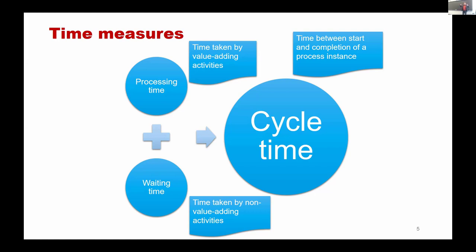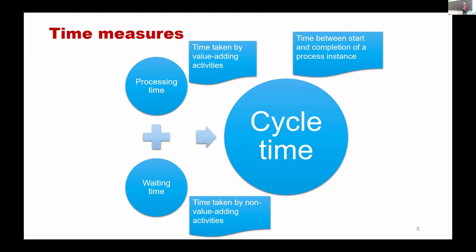And if I look at all the executions of this process that happened in the year 2020, I could tell you the average cycle time of this process, or the median cycle time, or the maximum, or the minimum, or the 90th percentile of the cycle time of this process. And these are aggregate measures that give me a good idea of how my customers will perceive the performance of my process.